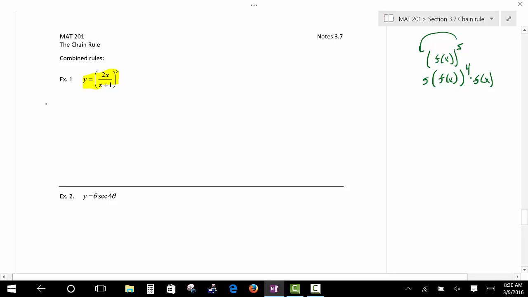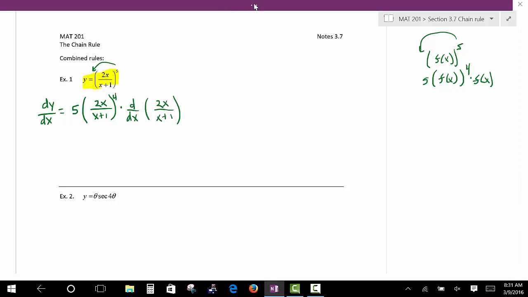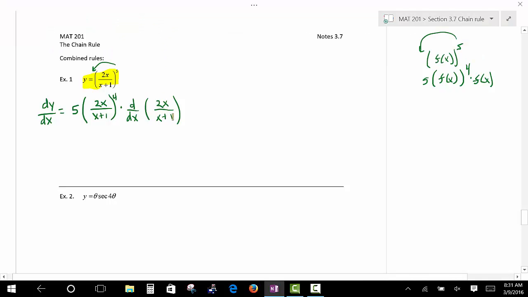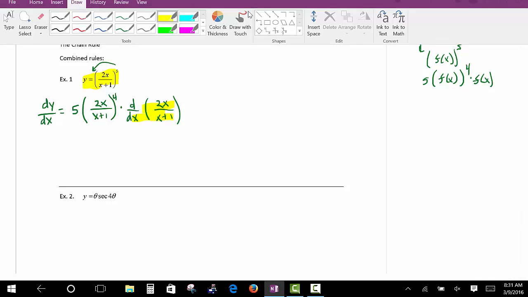Okay? So when we get this set up, let's start it this way. Okay, we're going to bring down the 5. Then you're going to leave what's inside the parentheses alone. You're not ready to do anything with that yet. Subtract 1 from the exponent. Then what does the chain rule tell you to do? Multiply by the derivative of what's inside. Okay? All right. So now, let's focus on the derivative. What do you do to do that derivative? That's a quotient rule, isn't it? Okay, good. So we got to do a quotient rule.